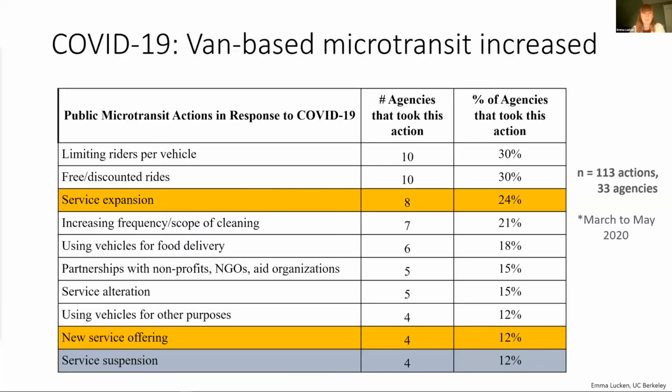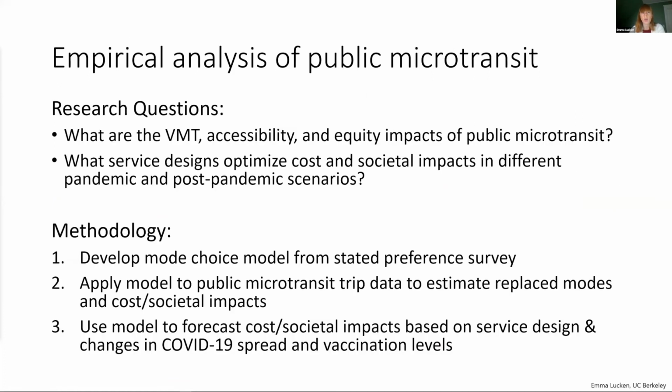And when we were tracking responses by public transit agencies early in the pandemic, some fixed routes were shut down altogether, or service was decreased. These public microtransit services actually did increase, and agencies started offering new services. So as these services become more common, we want to analyze them and figure out what the actual VMT, accessibility, and equity impacts of these services are, and how agencies can design these services to optimize these impacts in different pandemic scenarios and also thinking ahead post-pandemic.